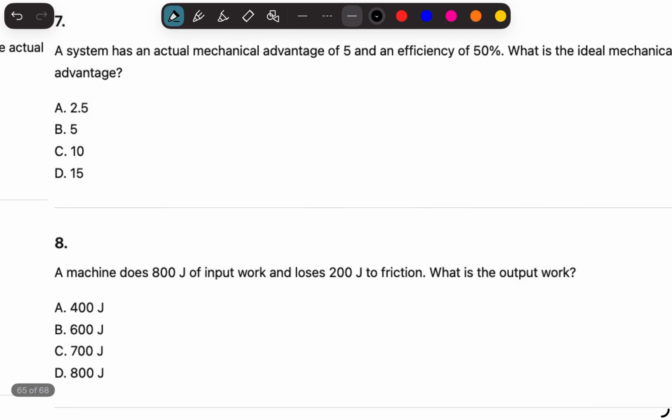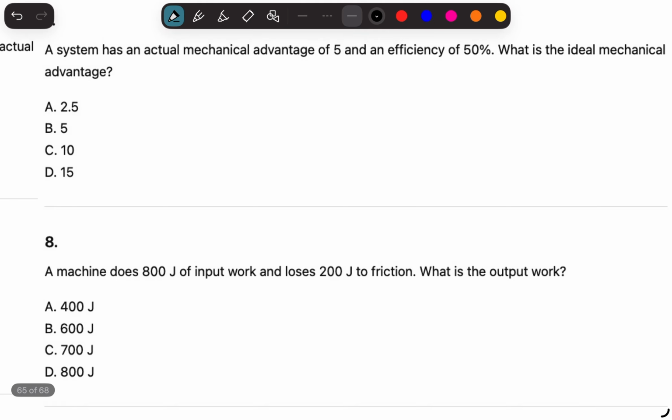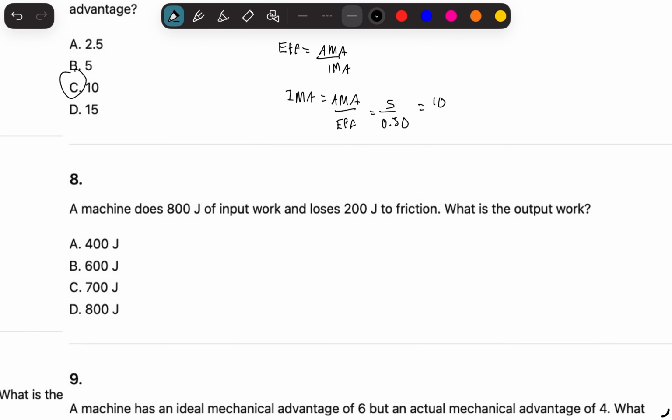A system has a mechanical advantage of 5 and an efficiency of 50%. What is the ideal mechanical advantage here? So your efficiency is going to be equal to AMA over your IMA. And your IMA is equal to your AMA over your efficiency. So that is equal to 5 over 0.50 here. So 5 over 0.50, that's just going to be 10. So your answer is going to be C.